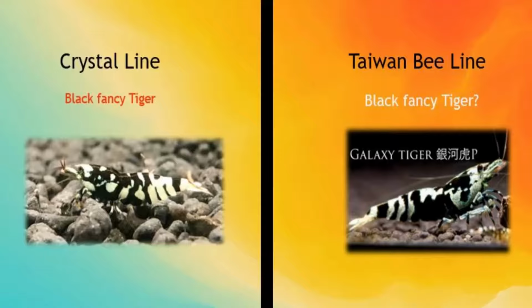For example, over here you can see on the left side the crystal line, we have the Black Fancy Tiger, and then we have the Taiwan B line where they use pintos, they use Black King Kong to breed with the tiger. So they are technically like Galaxy Tigers, Pinto Tigers, and so on and so forth.